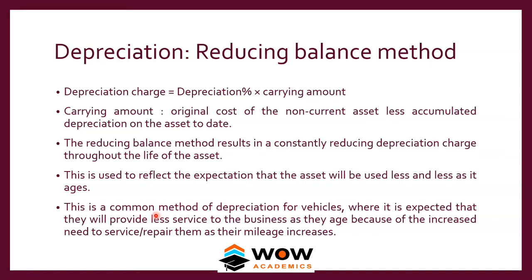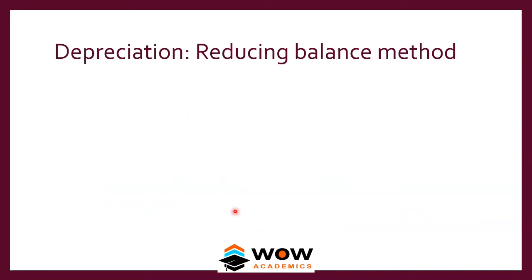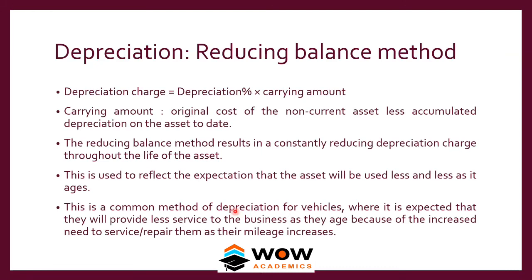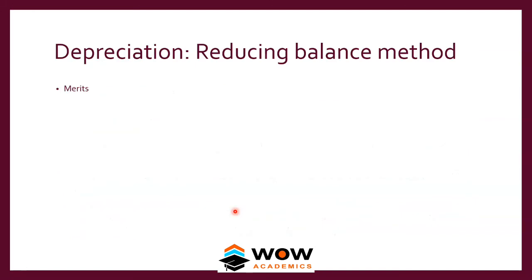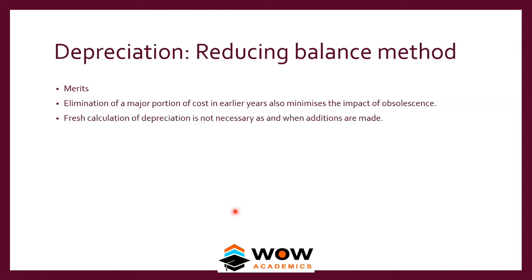So it is applicable to vehicles and machineries. Not all machineries, but certain machineries where the usage initially was so high, thereafter it becomes lower. Only when the machine usage or the vehicle usage reflects this kind of pattern, you should use the reducing balance method. The good things about this method: elimination of a major portion of cost in earlier years. In the beginning years itself, the depreciation is huge. Fresh calculation of depreciation is not necessary as and when additions are made. So the calculation is quite easy here. Why, we will see later.